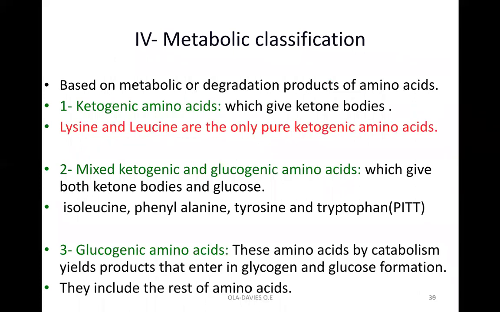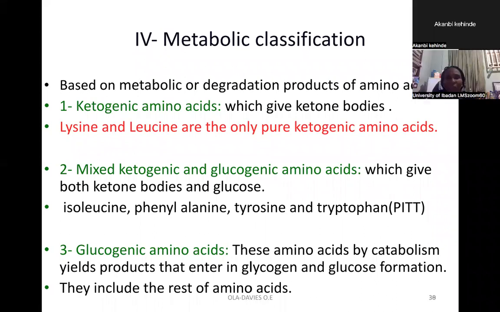The other classification is the metabolic classification. When we talk about the metabolic classification, we are talking about classification based on the metabolic products. And here you can have ketogenic, you can have glucogenic, you can actually have mixed amino acid, that is, that has both ketogenic and glucogenic end products. Let's quickly take them one after the other before we round off this evening.